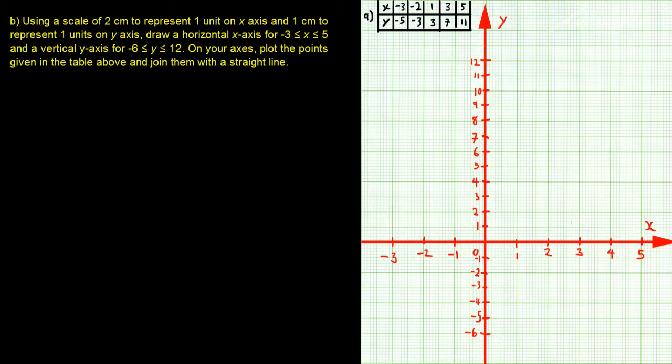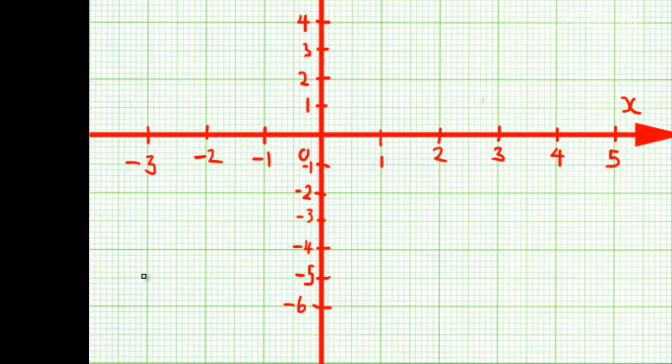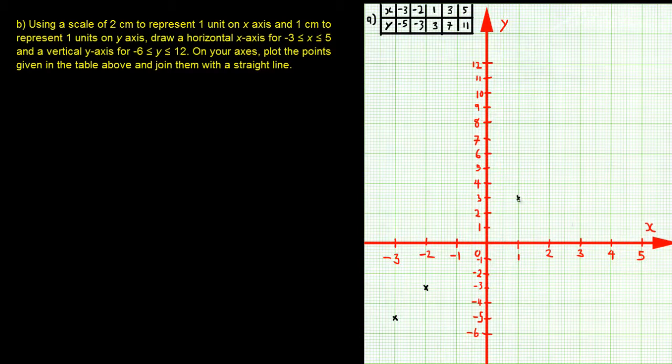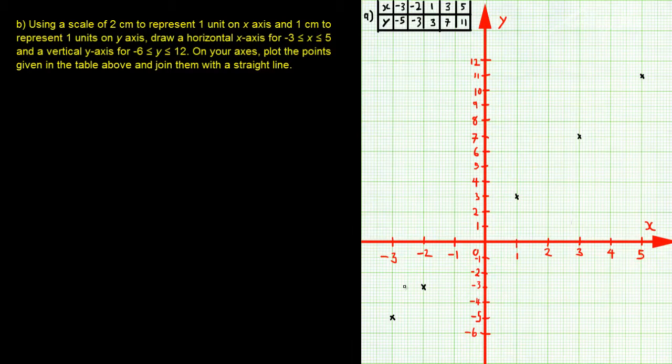Over on the top left hand corner, you can see the table which I have added to help us plot our points. To plot our points, we will need to use a cross. The coordinate of the first point is negative 3 and negative 5. So let us draw a cross at the coordinate. Then the next point is x equals negative 2 and y equals negative 3. And plot the rest of the 3 points. And this is what we will get.